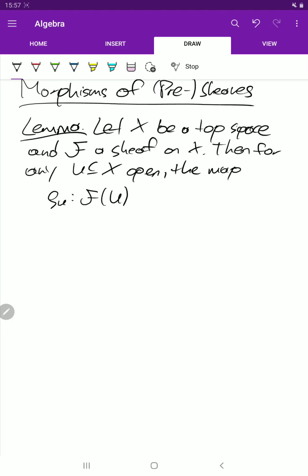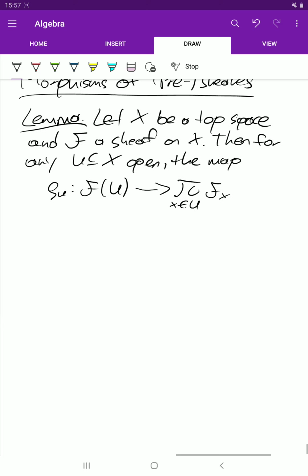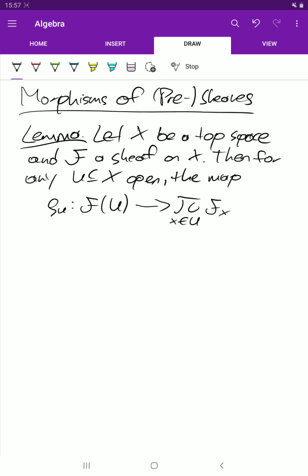So these are the sections of F, not the global sections, but if we look at the open set U, and then we take the product of the elements x in U and then the stalks at the elements in U. So I hope you remember what the stalk is. And we send s to the product of these germs. And the claim is that this map is injective.